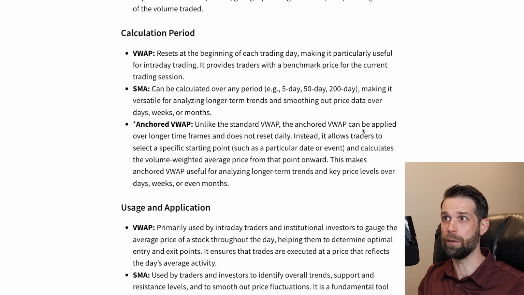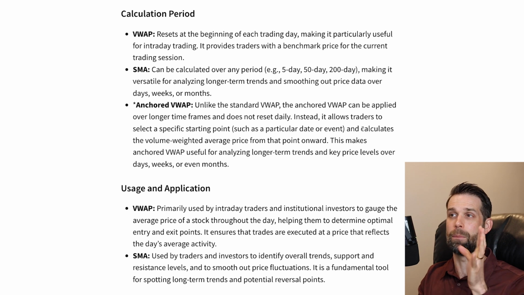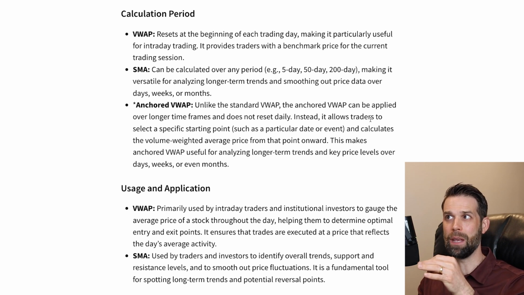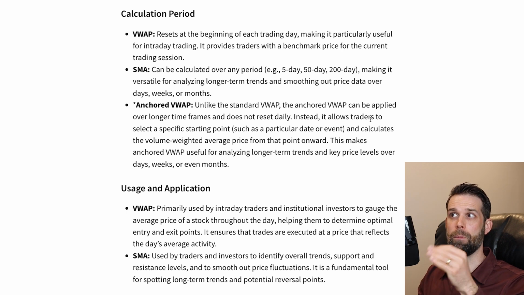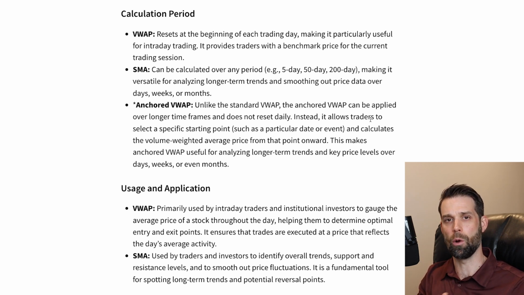So again, the VWAP resets at the beginning of each trading day, making it particularly useful for intraday trading. It provides traders a benchmark price for the current trading session. So it is more of an indicator that you would use when you're looking at a daily basis, and you might be looking at candlestick charts that are 5-minute or 15-minute candlestick charts.